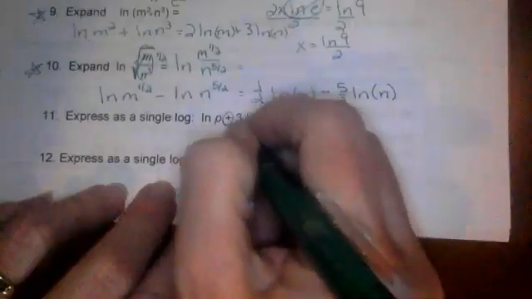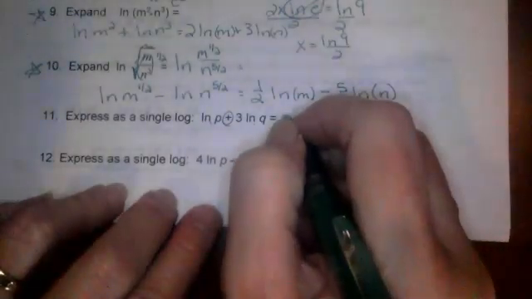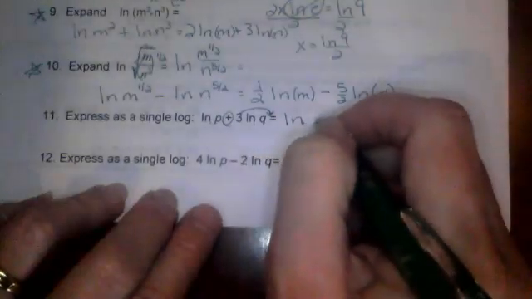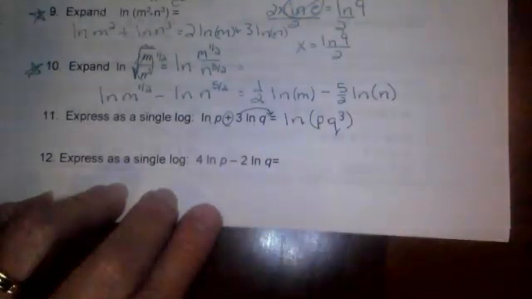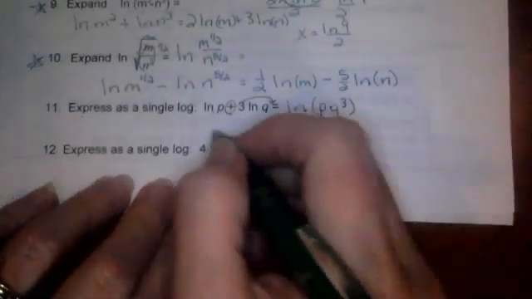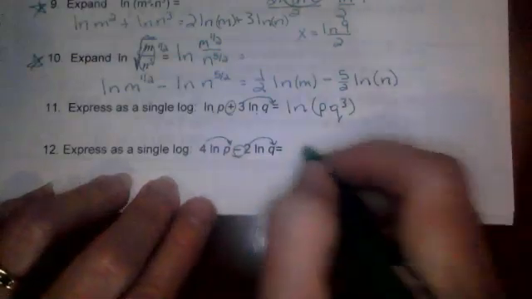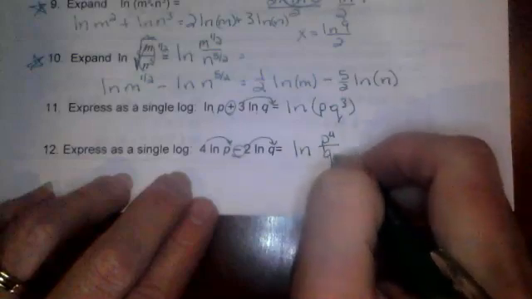Numbers 11 and 12 are just putting our logarithms back together. So we know that as long as these log bases are the same, addition, we can change to multiplication. So we're going to have ln of, also bring over the exponents. So we have ln of p times q to the 3rd power. All right. Also on number 12, we can bring over those exponents, and subtraction becomes division. So we end up with ln of p to the 4th over q to the 2nd.